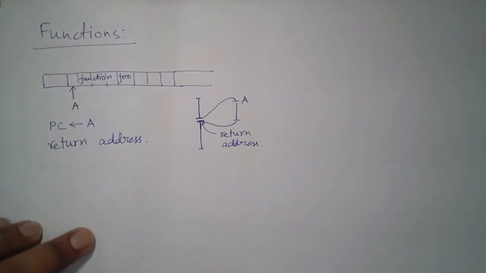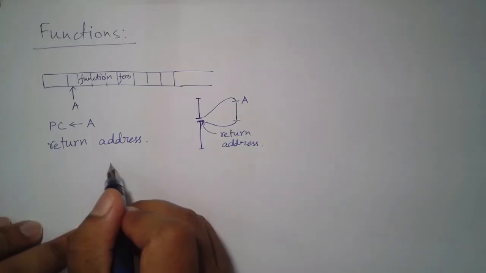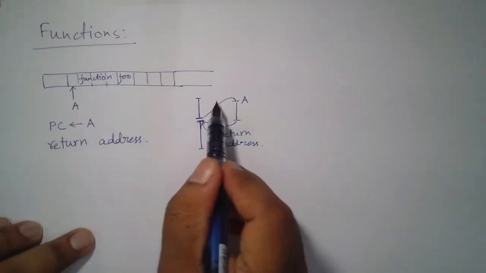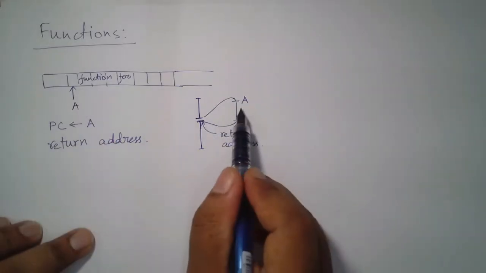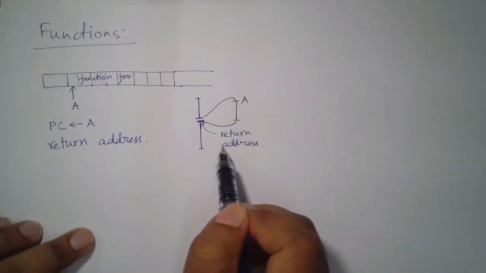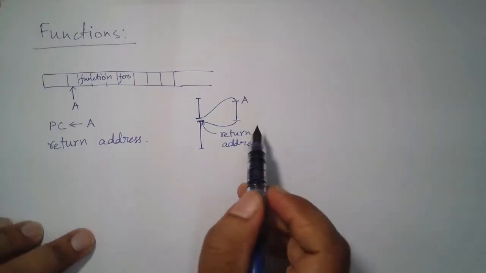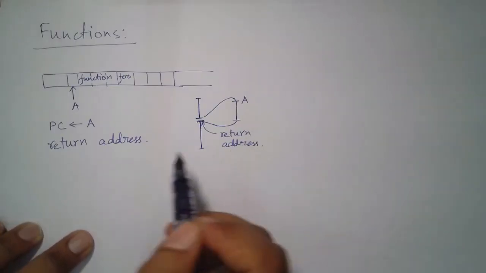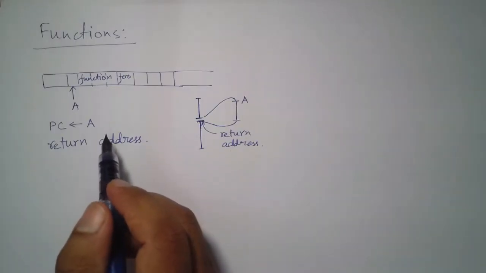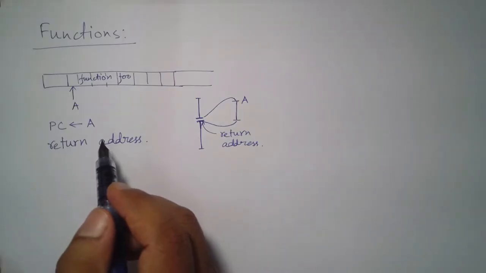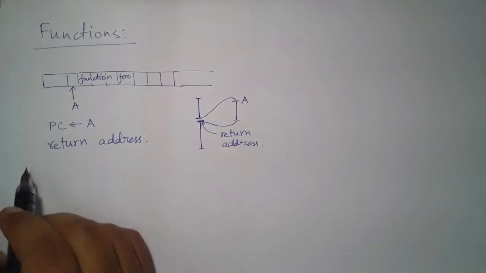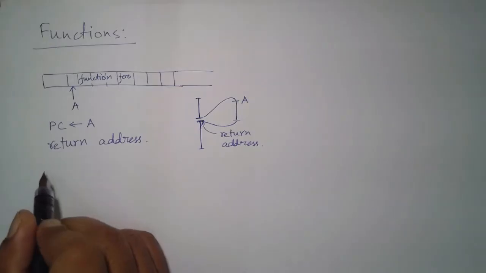So basically we can call any function and execute its instructions, and once we are done with it, we have to come back to the address which has been saved as the return address. We can look at it in a little more formal way.